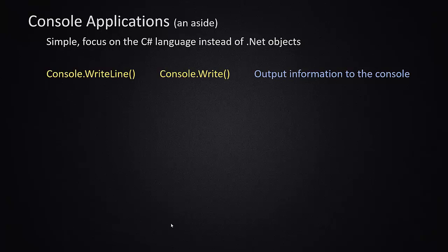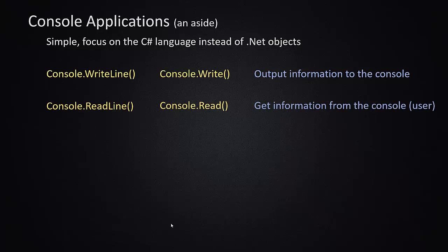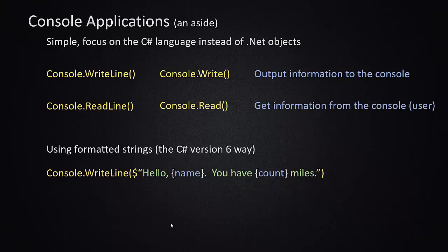So the Console.WriteLine and Console.Write commands will allow us to put information on the screen, and the Console.ReadLine and the Console.Read will allow us to get information from the user. And when we do this, we're going to use the brand new C# version 6 way of formatting strings. So this command, Console.WriteLine, and whatever happens inside of the parentheses is being passed to the Console.WriteLine function. We'll learn about functions later, but in this context, just remember that whatever you put in the parentheses is what gets sent to the console.